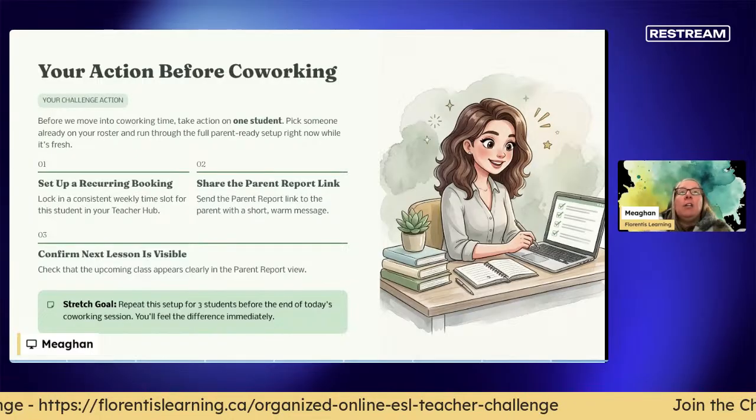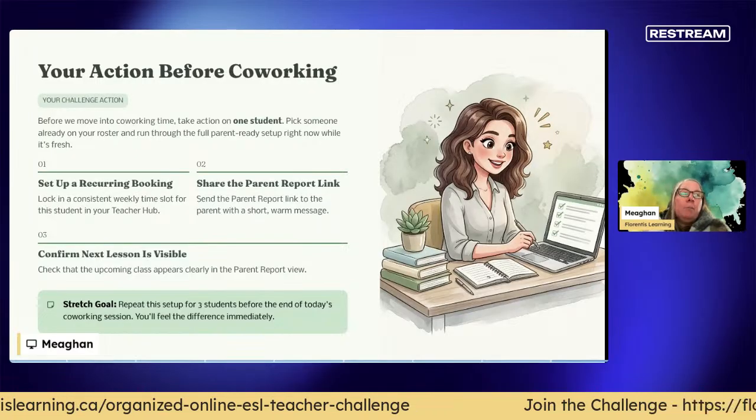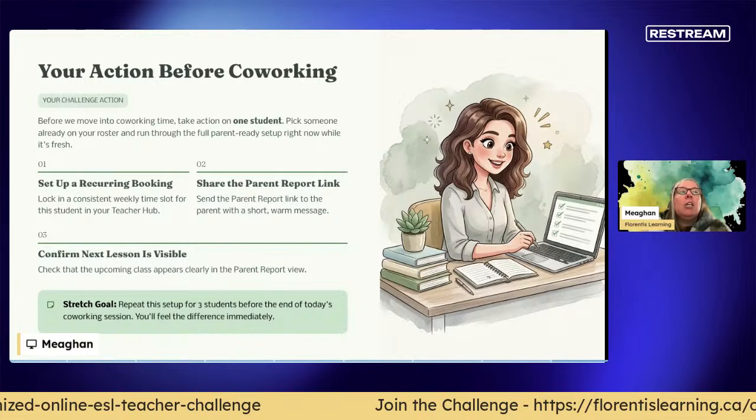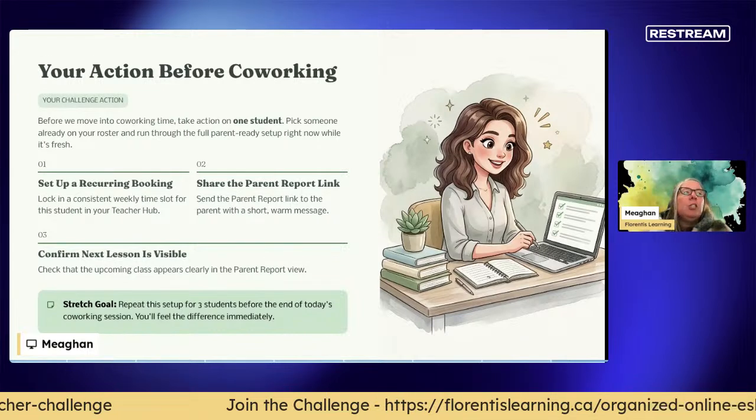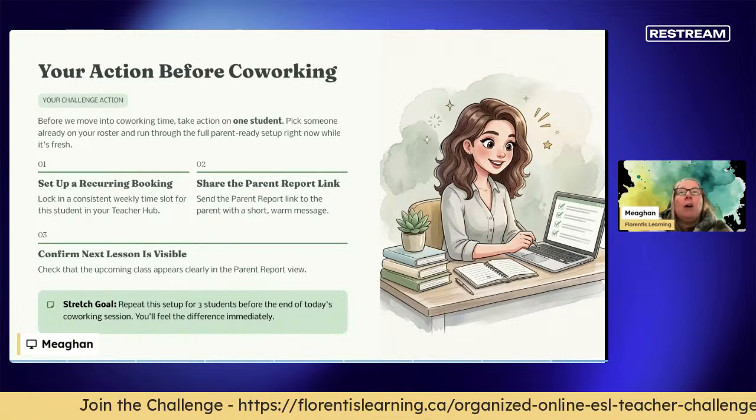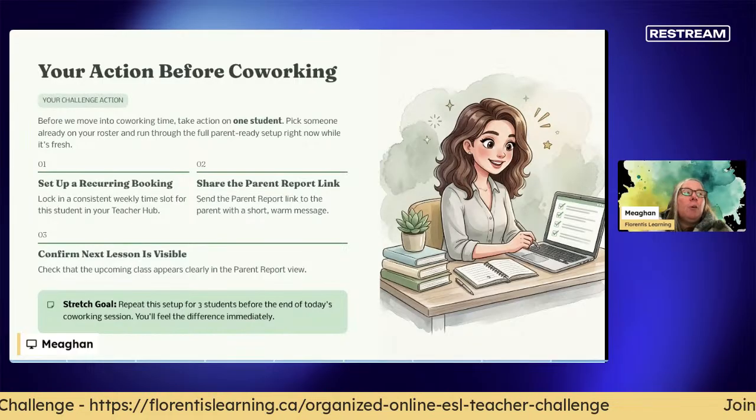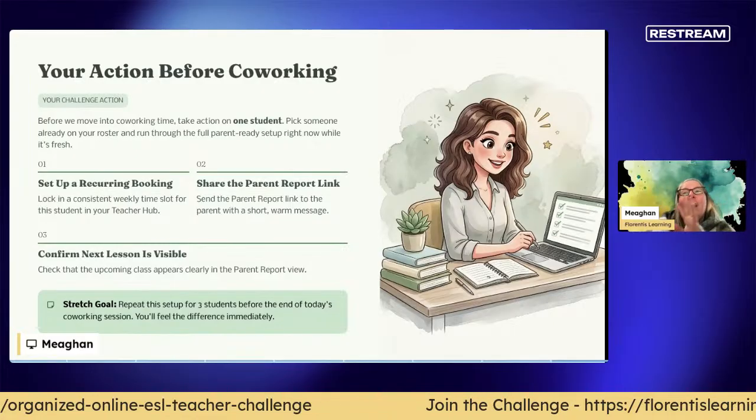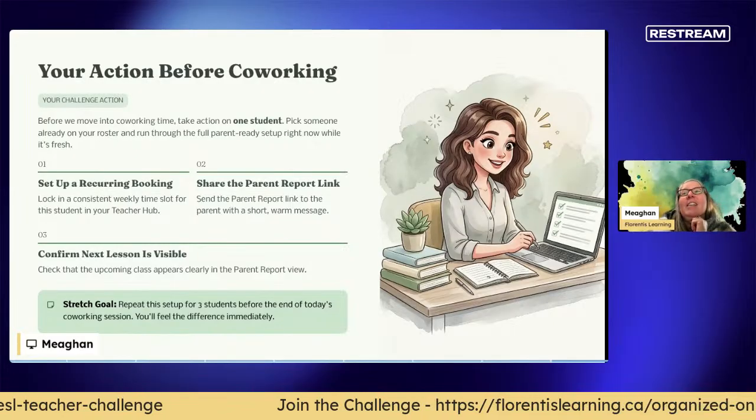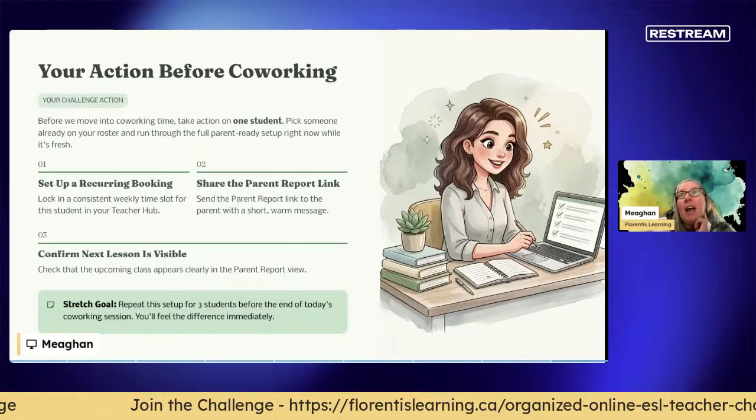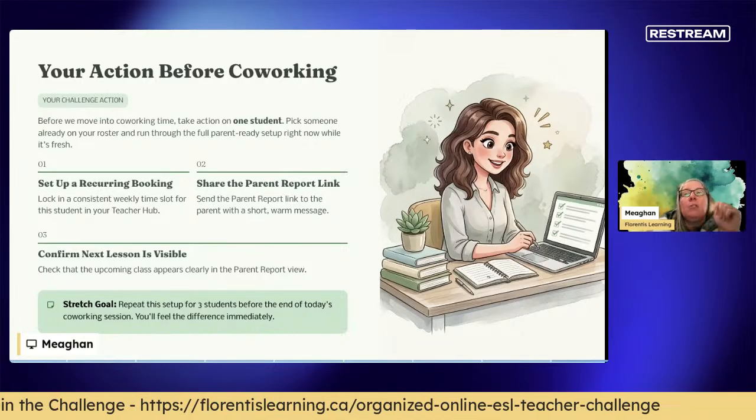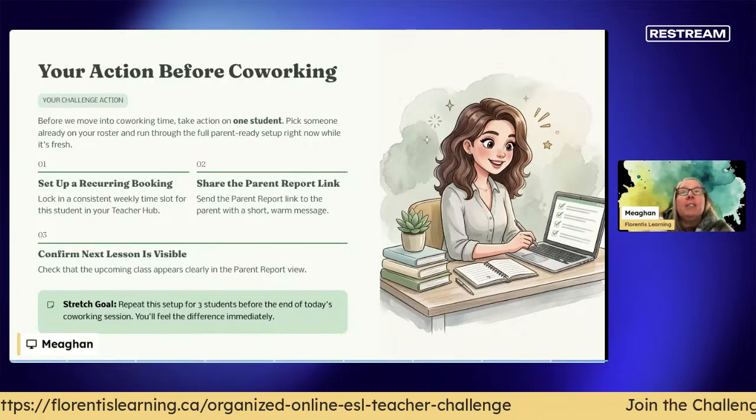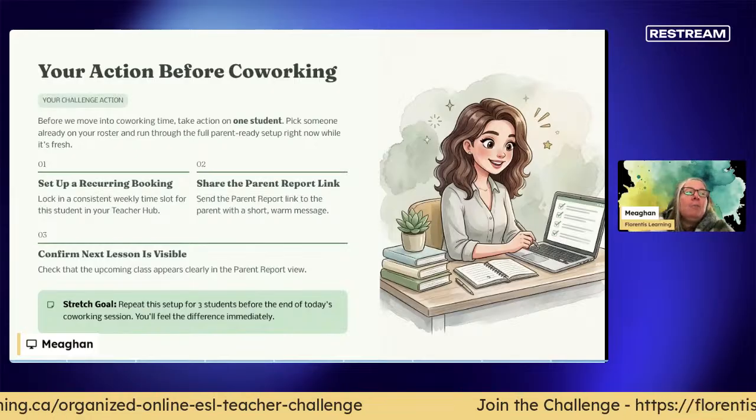And then if it is a real student, then share your parent report link with them with a nice warm message, and you can use the one that I gave you if you wish. And then just confirm that your upcoming class appears on your parent report view. If you are ready to stretch that, you're comfortable with it, and you've got more than one student set up, then you can try either adding a couple new students and going through your process, or you can set that up for the 3 students you have in the portal.